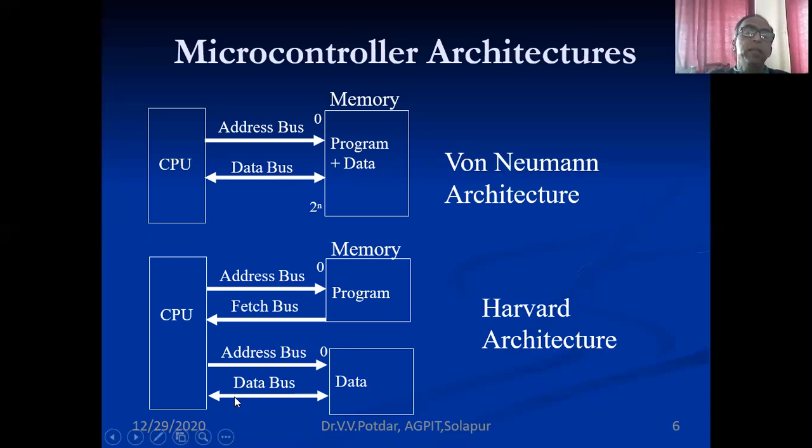You have address bus and data bus. So here in von Neumann architecture, program plus data is there on the memory, whereas in Harvard architecture, memory is divided separately for program and data. So these are the differences between von Neumann and Harvard architectures.